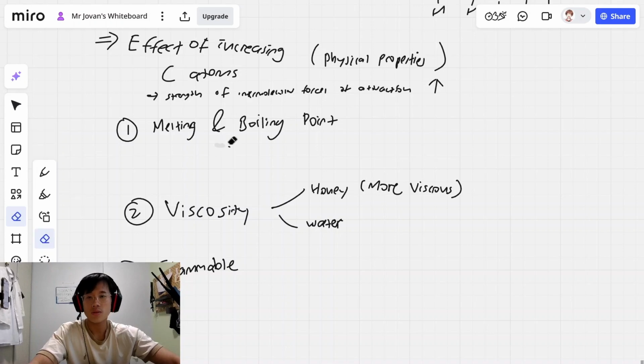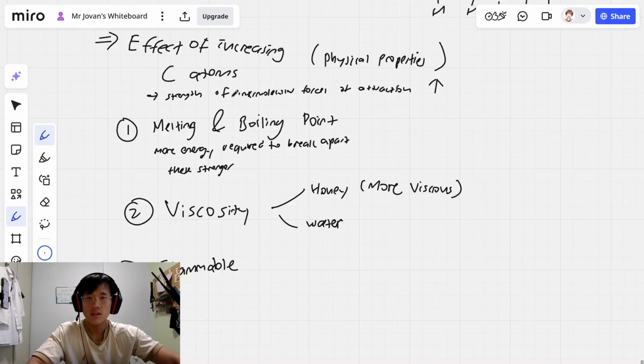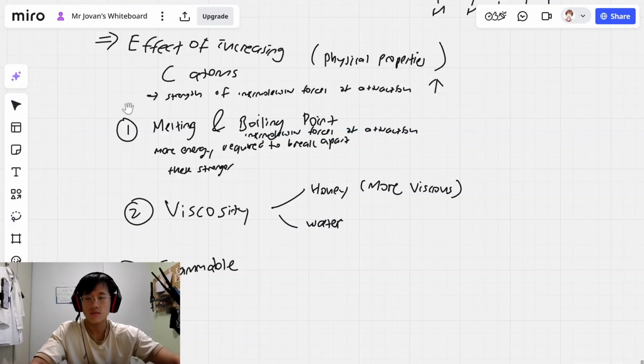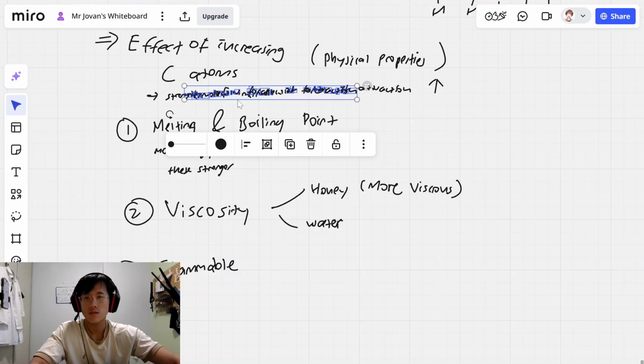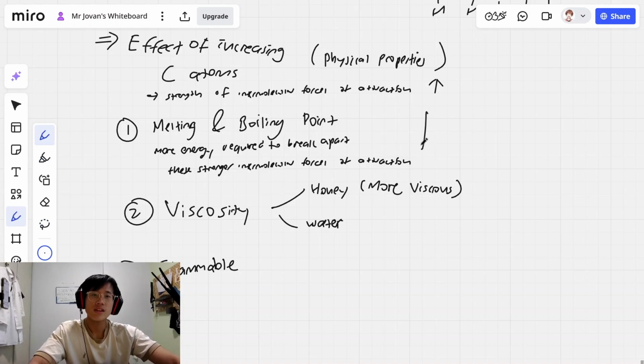What happens to boiling point? Like I just said, this depends on the strength of intermolecular forces of attraction. So more energy will be required to break apart these stronger intermolecular forces of attraction. And therefore, what happens to the melting and boiling points as the number of carbon atoms increase? Increase.